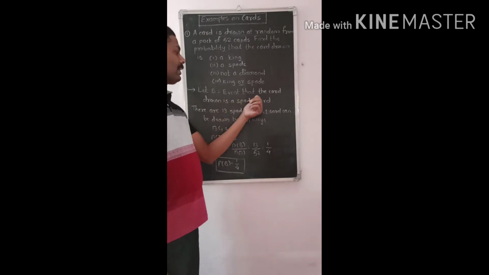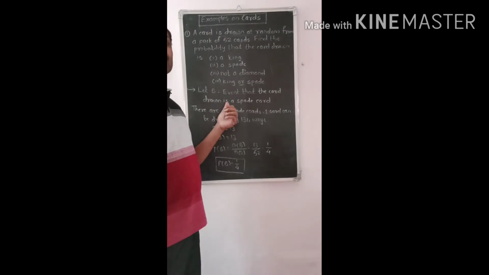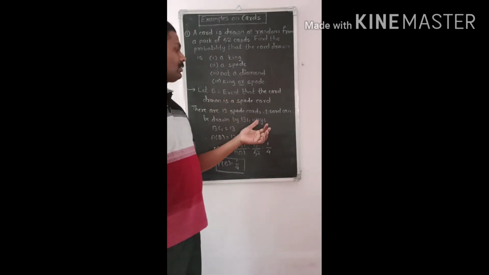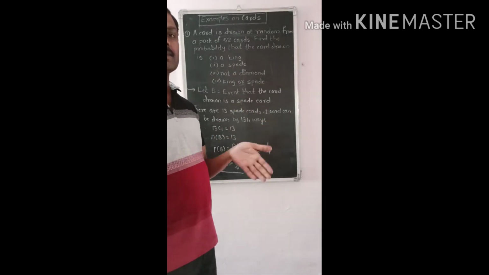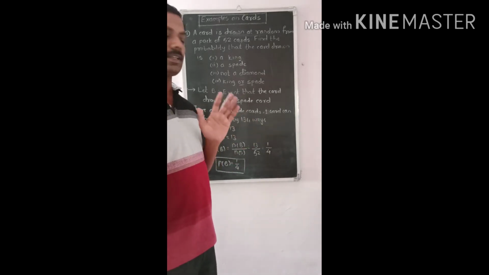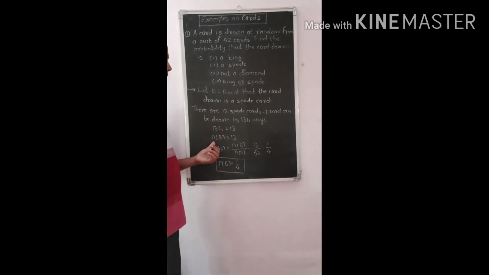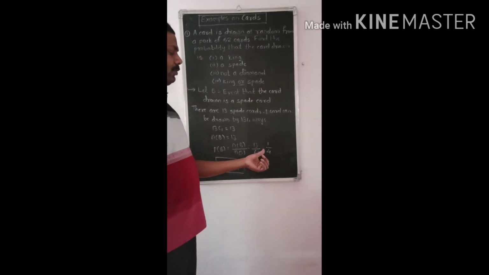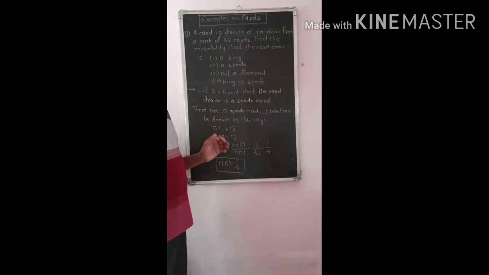Let B be the event that the card drawn is a spade card. So there are 13 spade cards, and one card can be drawn in 13C1 ways. Here n is 13 and r is 1. So 13C1 is equal to 13. n of B is 13. P of B is n of B divided by n of S, it is 13 upon 52. The simplest form of 13 upon 52 is 1 upon 4. So P of B is 1 upon 4.